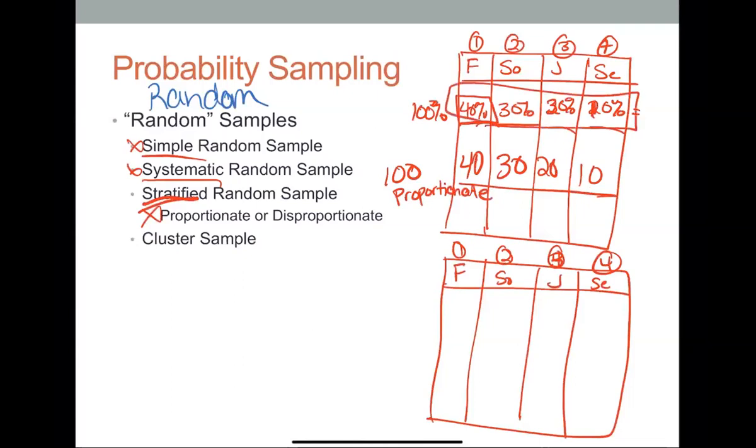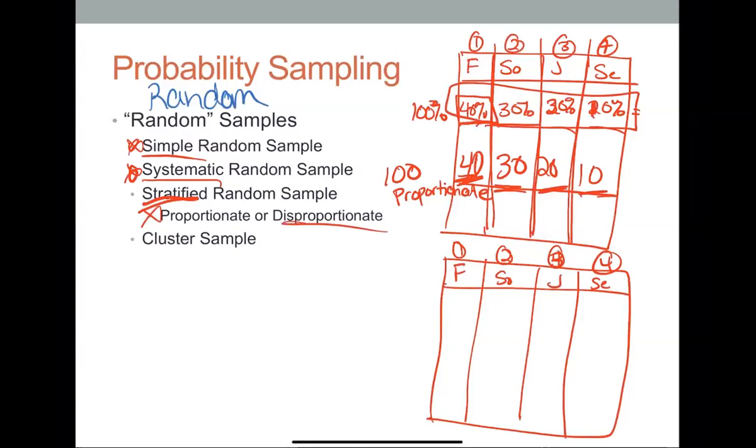But if I want to ensure that I'm going to get exactly 40%, I can first divide it up by these grade level strata, then have my list of only freshmen, and potentially use either systematic or simple random sampling to then choose 40 people from that list. And now I know they're all freshmen. I can do the same with the list of sophomores to get my 30, the list of juniors to get my 20, and then the list of my seniors to get my 10.